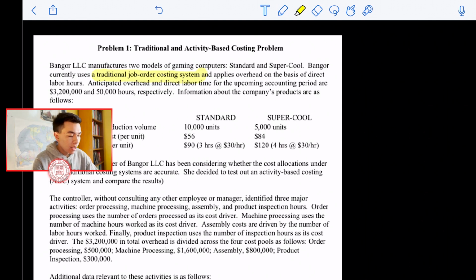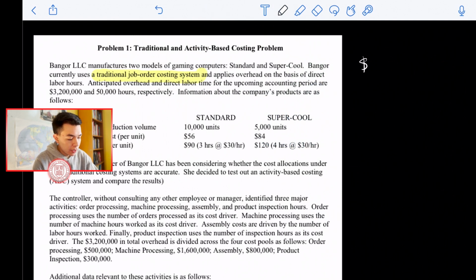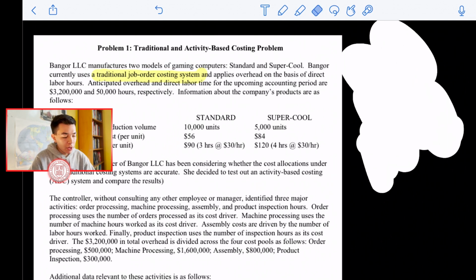So for example, I'm just going to write an example, right? If your overhead is $20 and you're allocating based off direct labor hours, so this is your overhead cost, and there's 2 hours, then your cost of overhead is just $10 per hour. So for every labor hour you incur, you're incurring $10 of overhead costs. Hopefully that makes sense. But basically, just keep in mind that with traditional based costing, you're only using one allocation basis. So let's keep going.